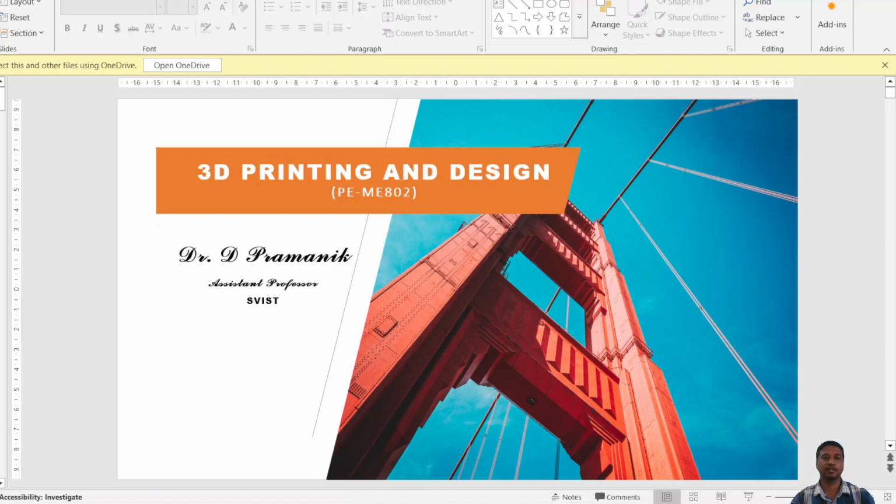Hello friends, today we are discussing toolpath generation, our lecture number 8. Effective toolpath generation can drastically affect print quality, strength and material usage. It's used in FDM, SLA, SLS and other 3D printing technologies with custom strategies for each.